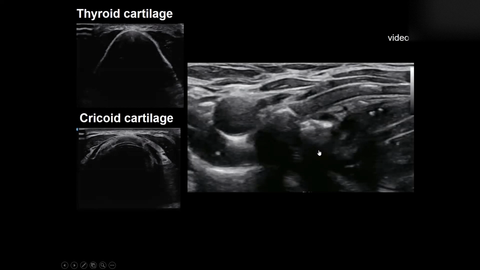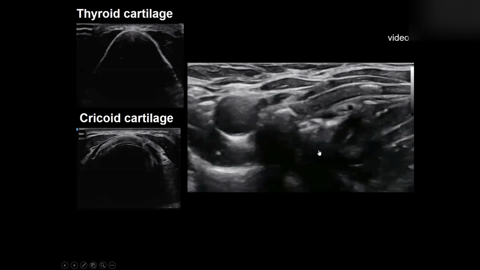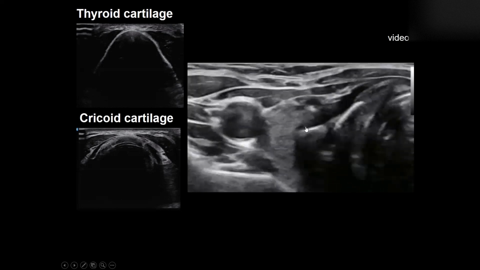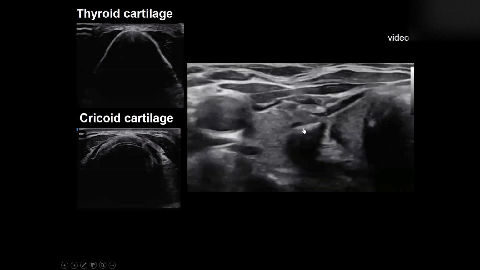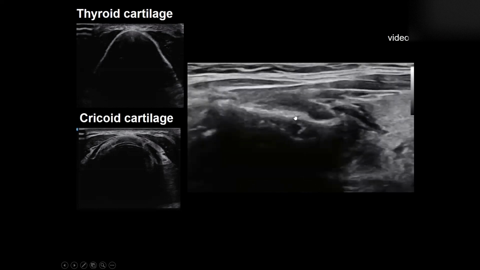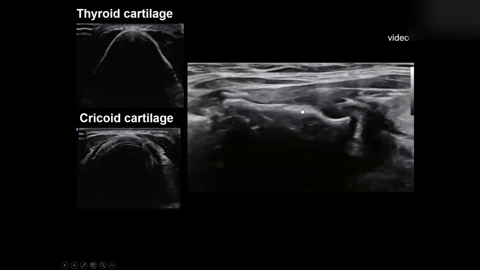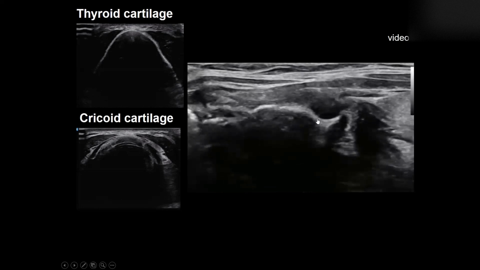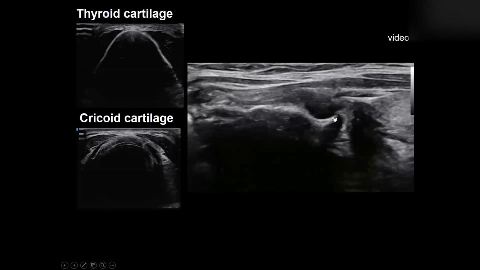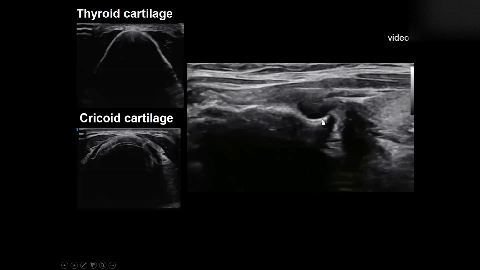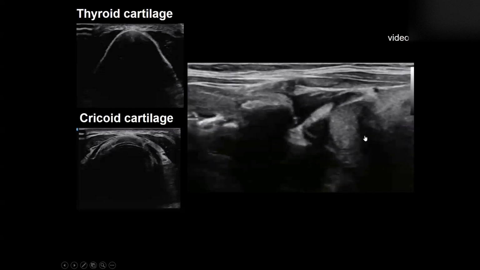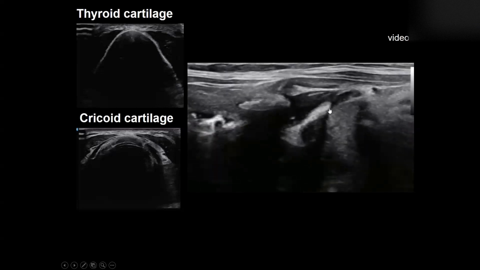For better understanding, I will show you the video. This is a thyroid cartilage on transverse US. I will turn the US probe clockwise. You can find the normal thyroid cartilage on longitudinal US. Because of the nearby muscles, it may be mistaken for a mass. If you move the probe more medial, you can see the cricoid cartilage.